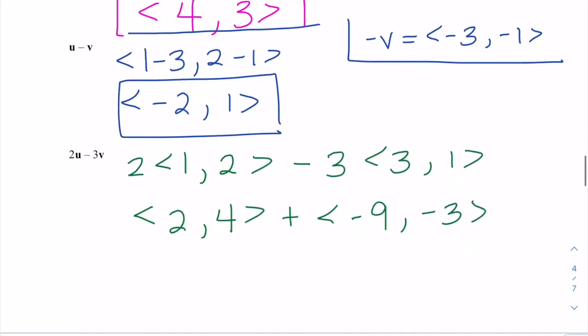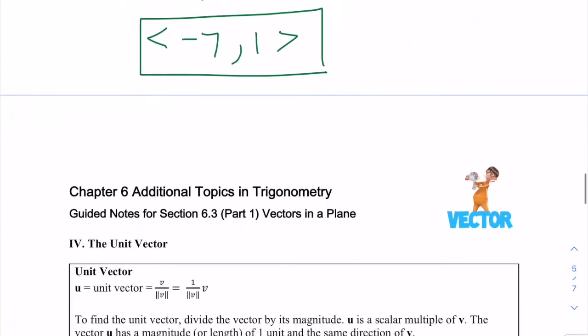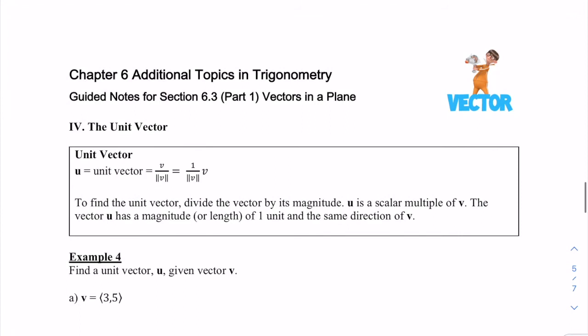And then we just add them together. So we have negative 7 and then 1. All right, so using just basic, almost algebraic operations with vectors. Okay, now the unit vector, very important. So whenever we have the unit vector, that's telling us that we're finding a vector with a length of 1.